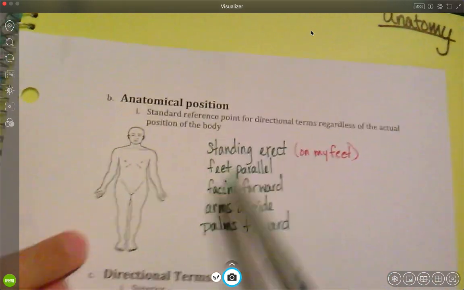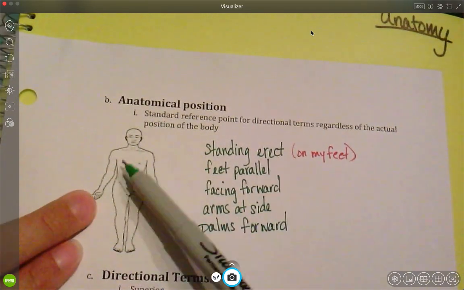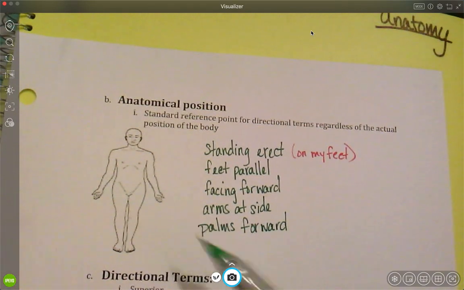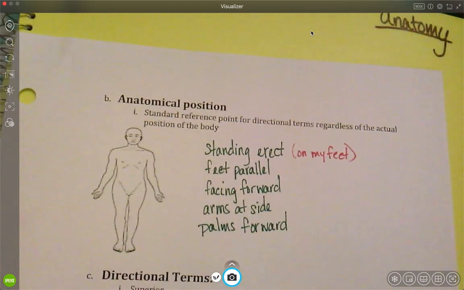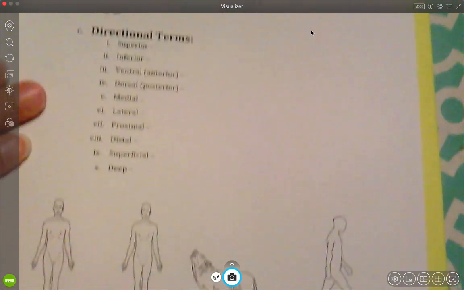So you can do a couple of things when we're testing on this. You can describe it with words. You can describe it with a picture like this. Either one would be correct. All right, let's move our paper down.